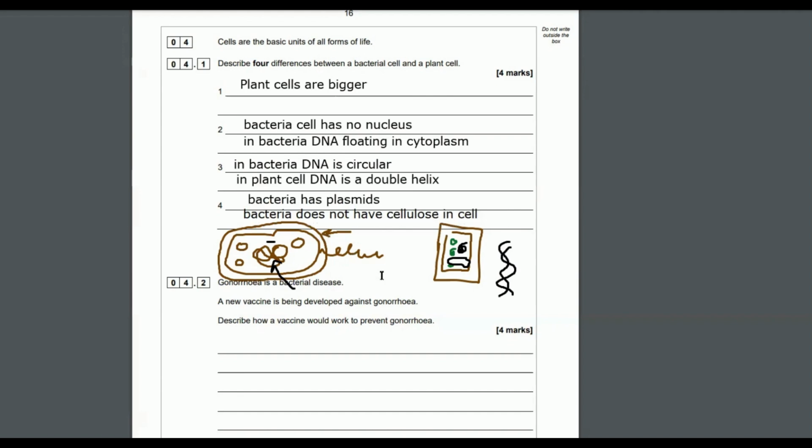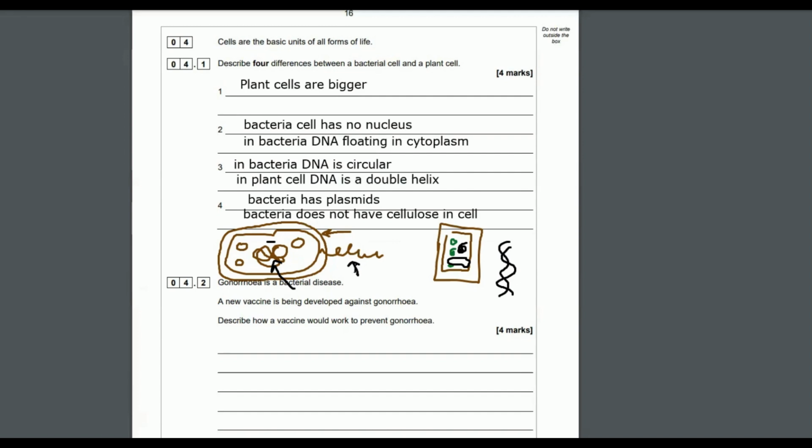It's a sugar and a protein joined together that a bacteria has in its cell wall, but they don't have cellulose in their cell wall. The other thing is the bacteria cell sometimes has a flagellum. So that's another thing we could say. It has a tail called a flagellum. And also the bacteria cell has smaller ribosomes. They're known as 70S ribosomes, whereas the plant cell has 80S ribosomes.